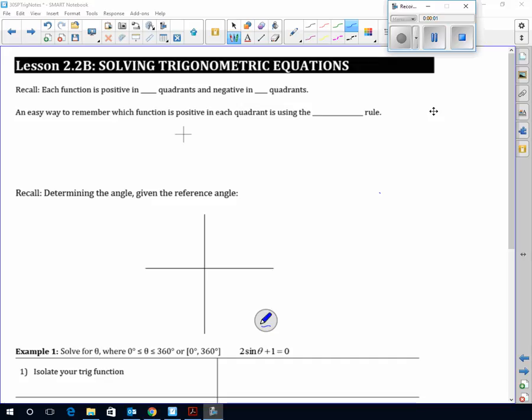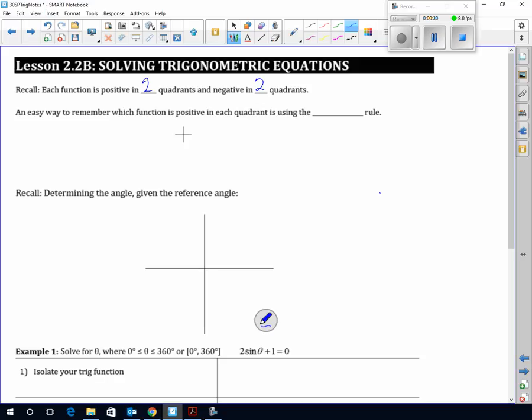Positive in how many quadrants and negative in how many quadrants? Here's a question for you. In how many quadrants are all three trig ratios negative? None of them. It only happens that all three are positive in one, but none of them have all three negative. Make sense to you?